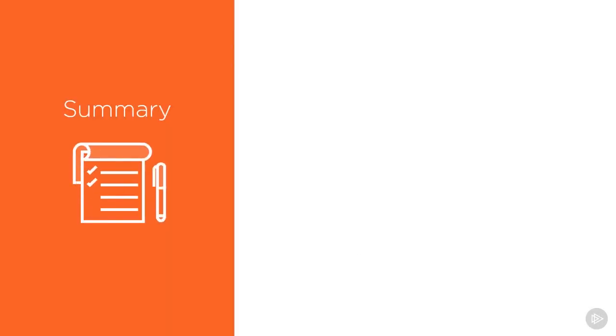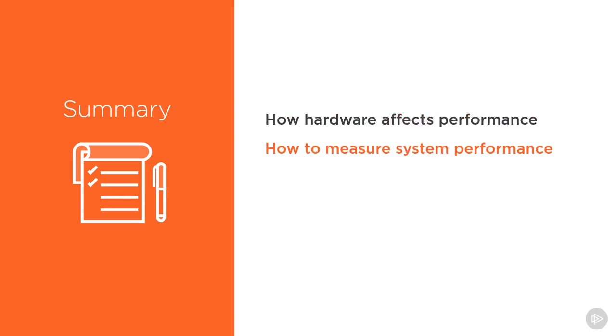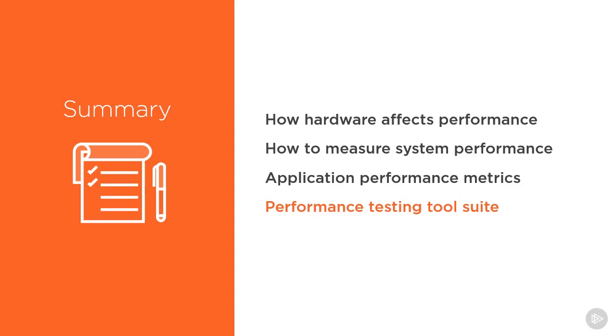In this module, we defined performance as the amount of work that is accomplished by a computer system, and we talked about how hardware affects performance. We then looked at how to measure system performance with the USE methodology and various operating system tools for getting these metrics. We discussed application performance metrics and how to capture them using metrics libraries. Lastly, we put together a performance testing tool suite for getting detailed runtime information from a JVM and for generating load on a service and measuring the results. In the next module, we're going to take a look at how we can use Java profilers to analyze and troubleshoot application performance issues.